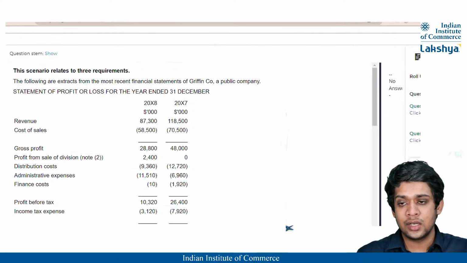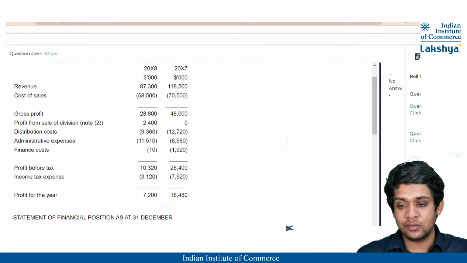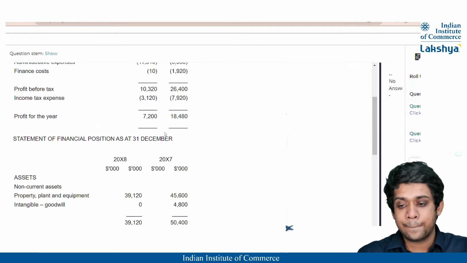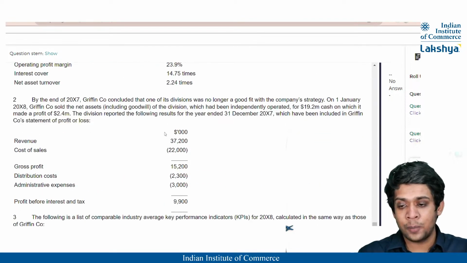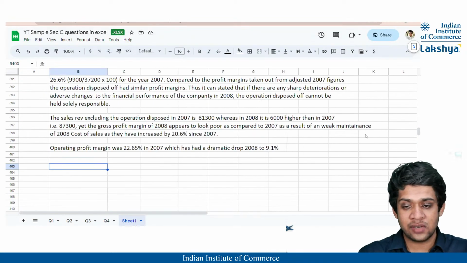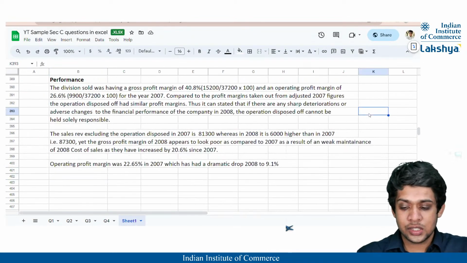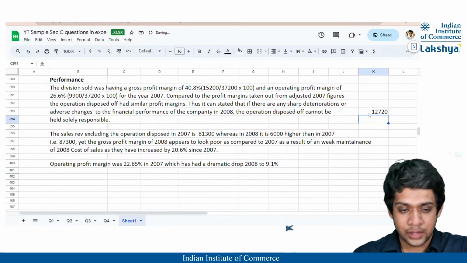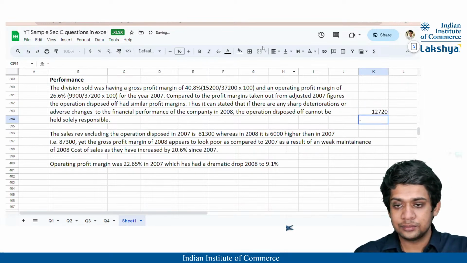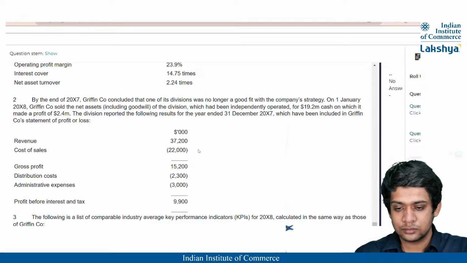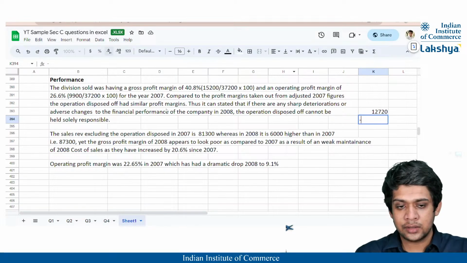So you can see here the responsibility lies upon the distribution cost. It is 12,720, and obviously the distribution cost is reduced here by 2,300. So what are the distribution costs of 2007? It is 12,720, right? Minus 2,300, correct?